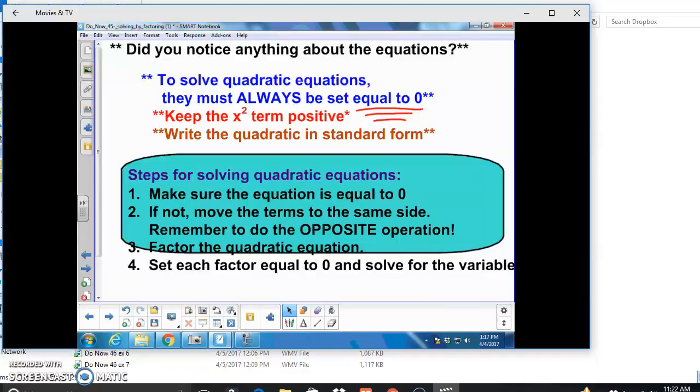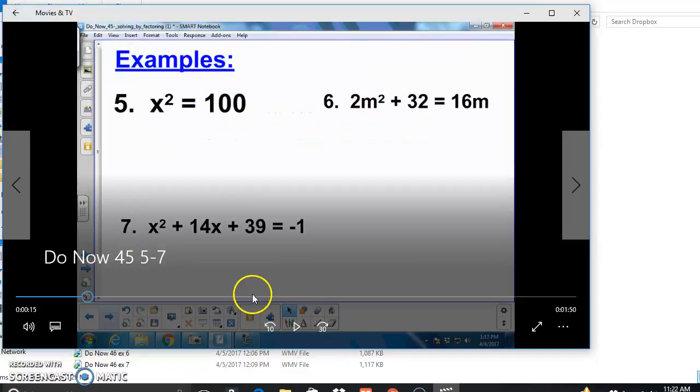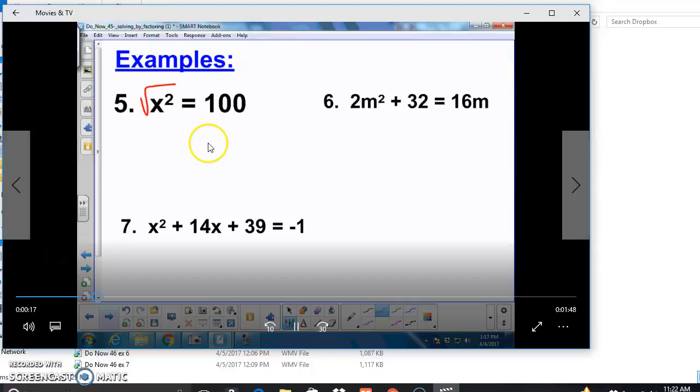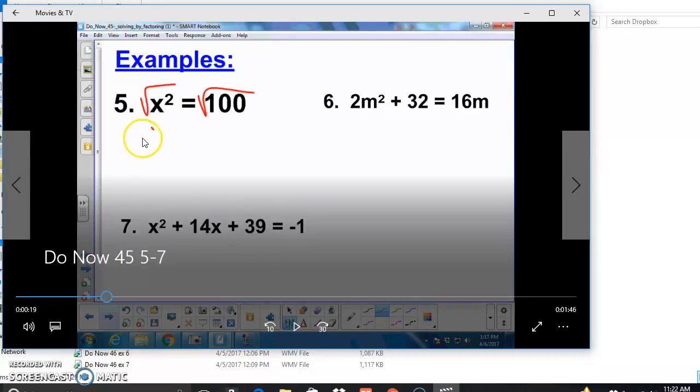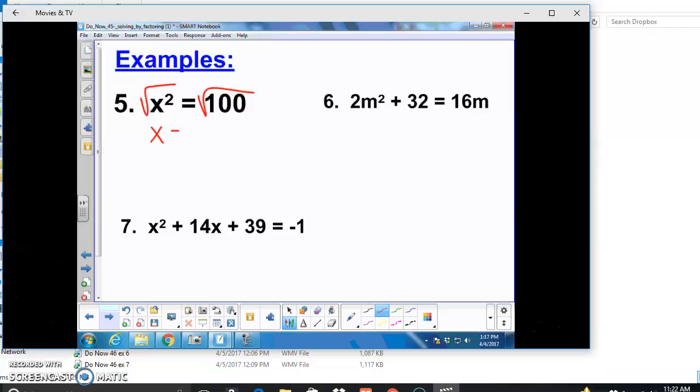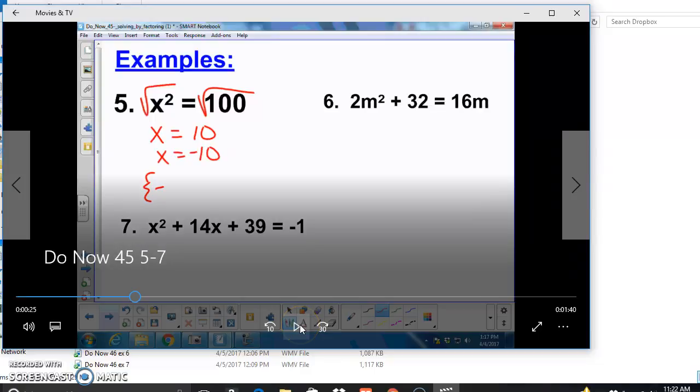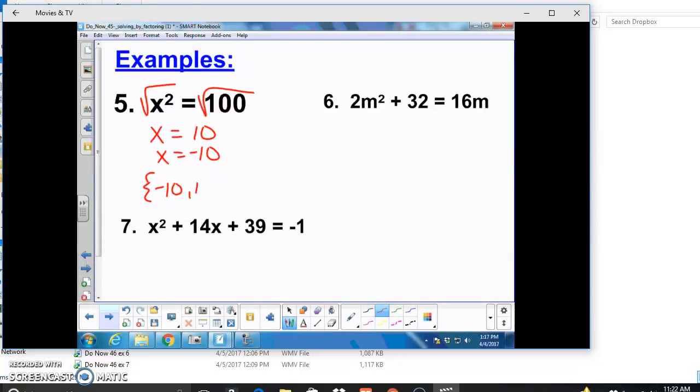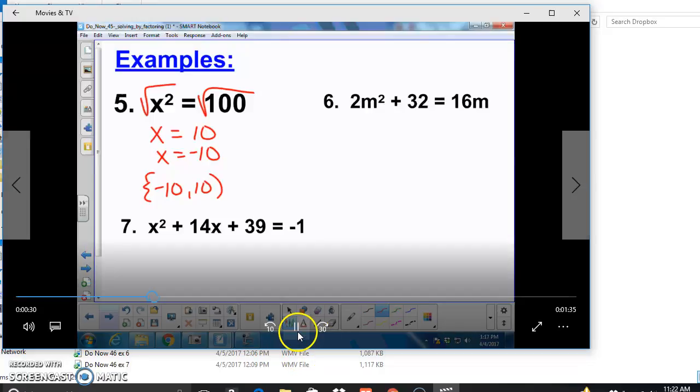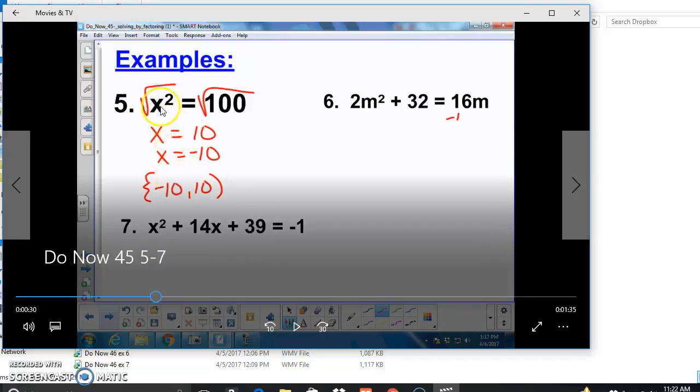So obviously all of them will not always be equal to 0 when we get them. When we look at example 5, it is x squared equals 100. Now we could move this one where it is equal to 0, but this one is actually easy to see because you can unsquare x squared and unsquare 100. And you know that the square root of x squared is x, square root of 100 is 10 and positive 10. So your answer in the brackets is negative 10 and 10. And if you go plug both of those in, negative 10 squared is 100 and 10 squared is 100. So you know that you've got the correct answer.